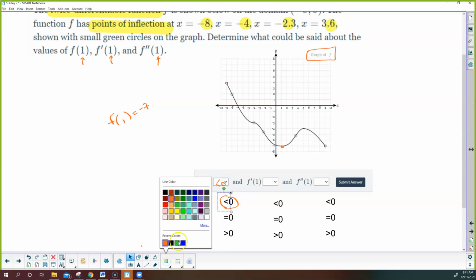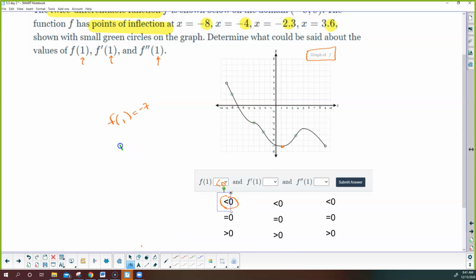And then you actually have to interpret, what are they asking for when they say f prime of 1? Well, that is the slope of the original graph. So I have to go here and I have to now look at the slope of the tangent line at that point. Well, it's a minimum, and every minimum is going to have a horizontal slope. So the slope at 1 is equal to 0.